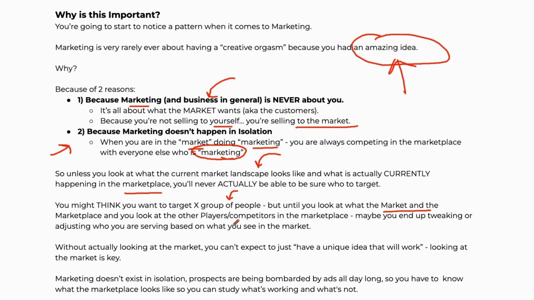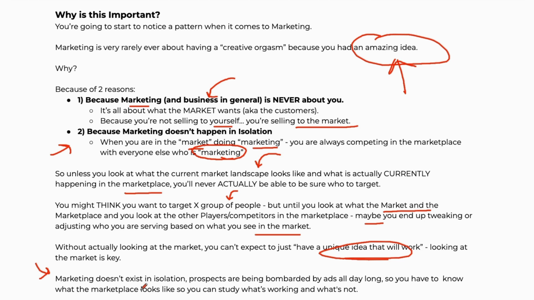And so what ends up happening is that when you look at the marketplace, you might end up tweaking or adjusting who you are serving based off of what you are seeing in the market. And not just maybe, I'm telling you 100%, you will 100% do that, right? And so without actually looking at the market, you can't expect to actually have a unique idea that's going to work or have a unique group of people that you're going to target, because you got to know what is happening with the market. So marketing does not happen or exist in isolation.